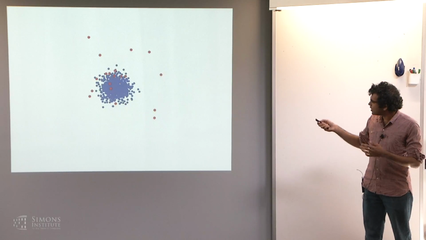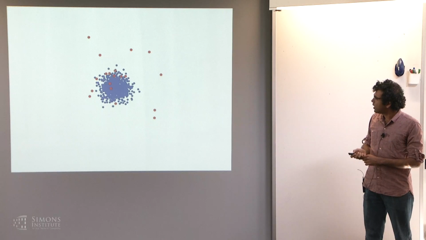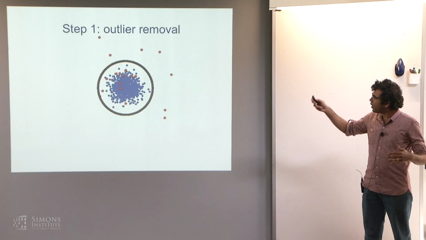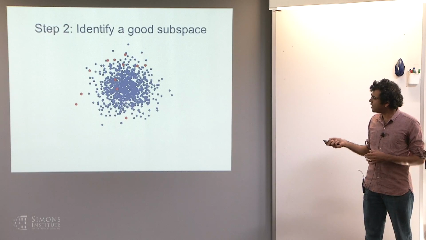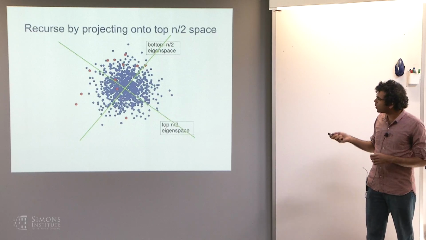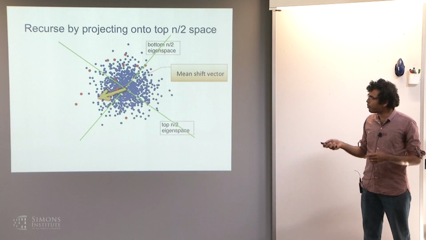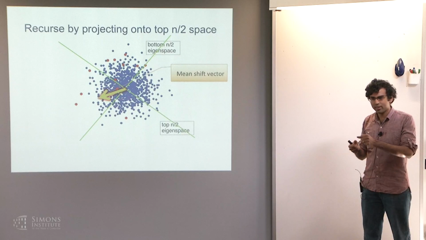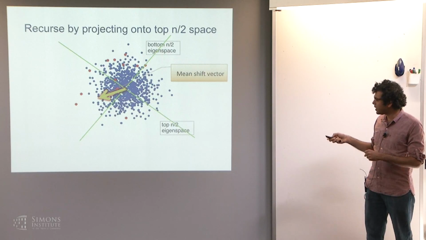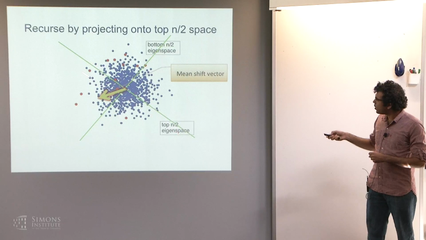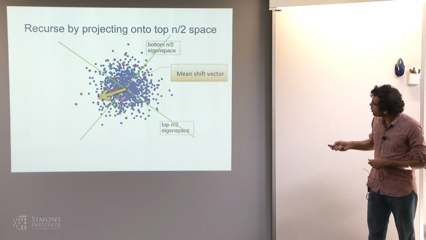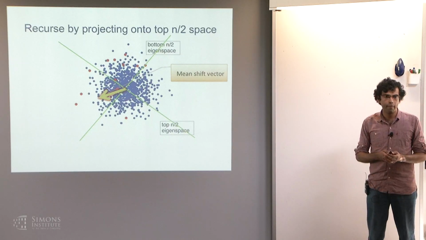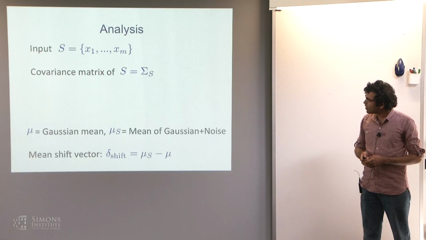So here's just going over the algorithm again. We have these Gaussian points and noise points, and we consider a big enough ball, throw away all the noise points outside it, and then compute a good subspace. The property that we'll show is that if this is the mean shift vector, which is the vector connecting the true mean and the sample mean, its projection onto the bottom n/2 space is small. So the sample mean is very close to the true mean.